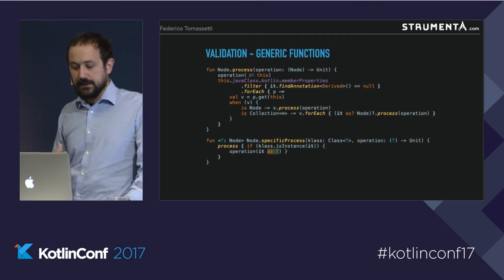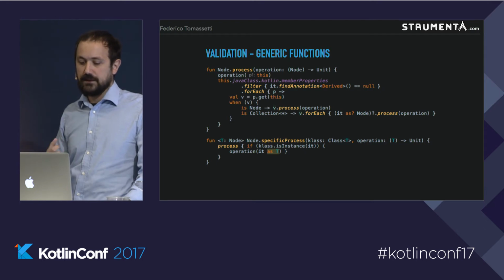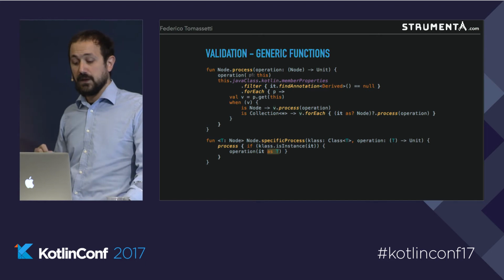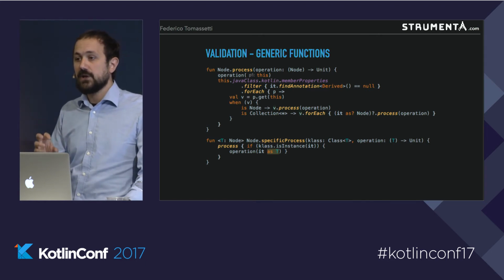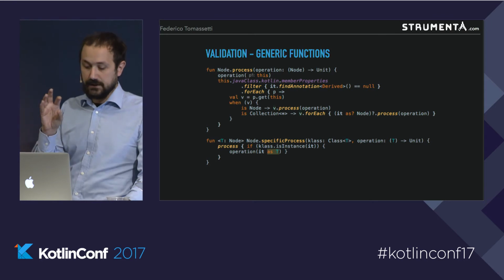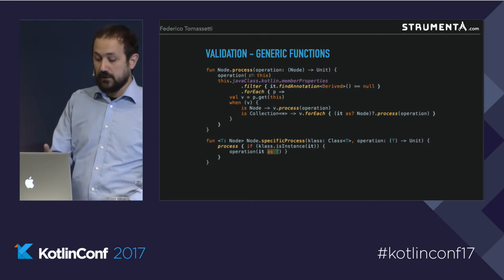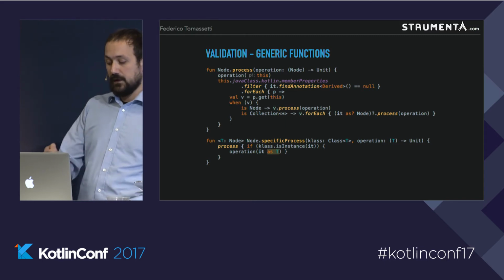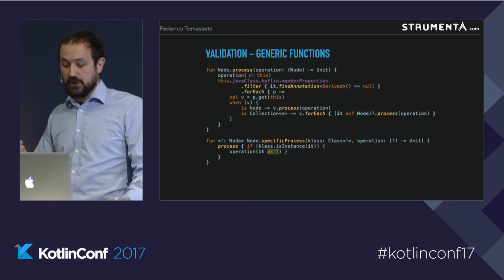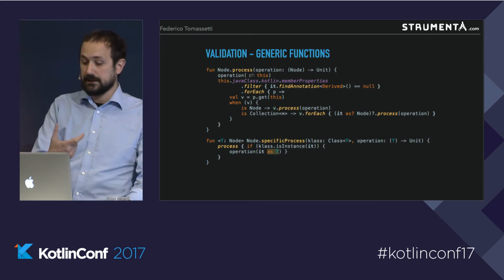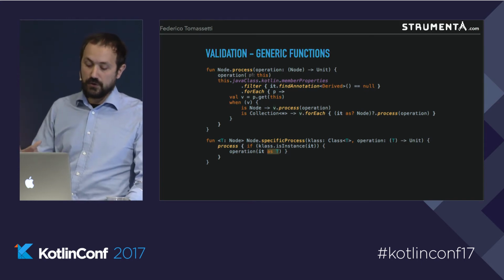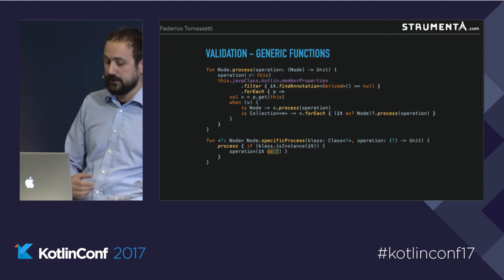Now, process permits us to specify a function to be executed on every single node of the tree. But very frequently, we want just to execute a certain operation on nodes of a certain type. So for this reason, we specify the extension method specificProcess that takes, again, an operation to be executed, but also a class. In this case, basically, we'll execute the operation only on the instances of the specified class.